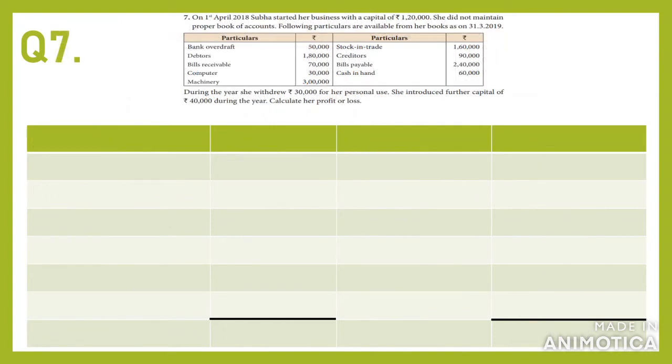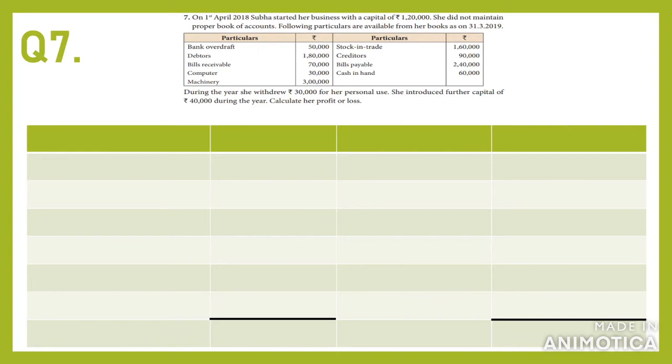This is the seventh problem. So this says on 1st April, Shubha started her business with a capital of 1.2 lakhs. She did not maintain proper books of accounts, and the following particulars are available from her books as of 31st March 2019. Okay, so the opening date is 1st April 2018 and the closing date is 31st March 2019. It is a period of 12 months. And you have these items.